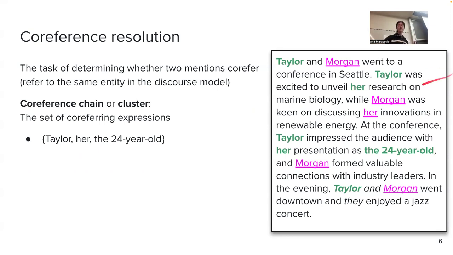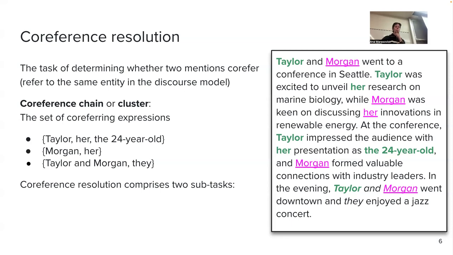So the output here, I extended the text. When I was making slides, I realized all of my examples are either a proper noun or a pronoun. So you might get an idea in your head that that's the only thing that can be a mention. So extended here, as I said before, I added the 24-year-old. And then the coreference chain for the discourse entity Taylor is Taylor, her, the 24-year-old. Then we have Morgan and her, and Taylor and Morgan, which I'm going to refer to as they. Which means that here you have so-called embedded mentions as well. And you might wonder whether we should now be including some connection with Taylor, but let's not get into that. And this actually comprises two subtasks.